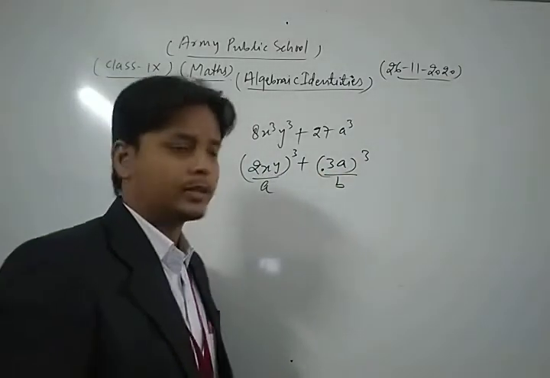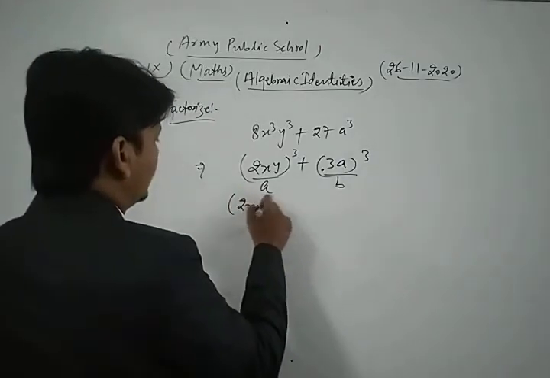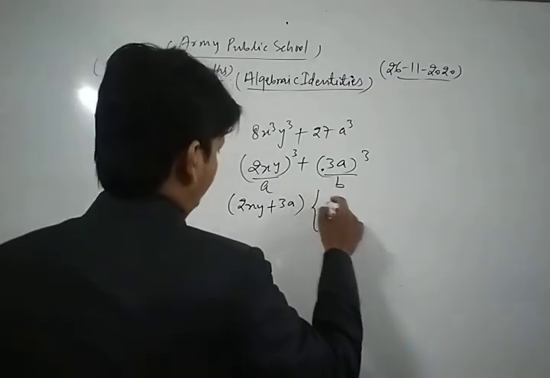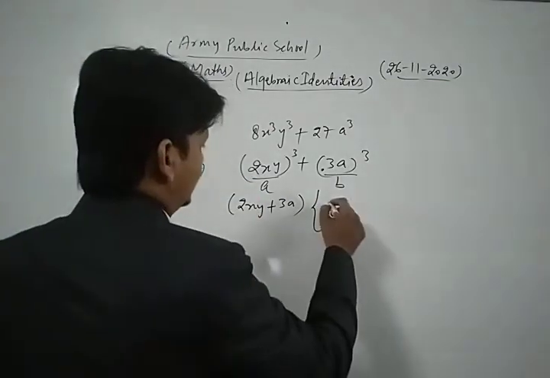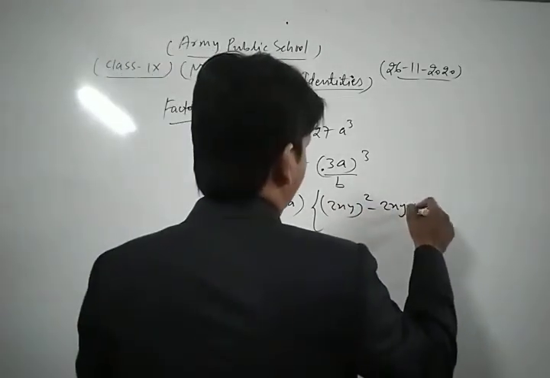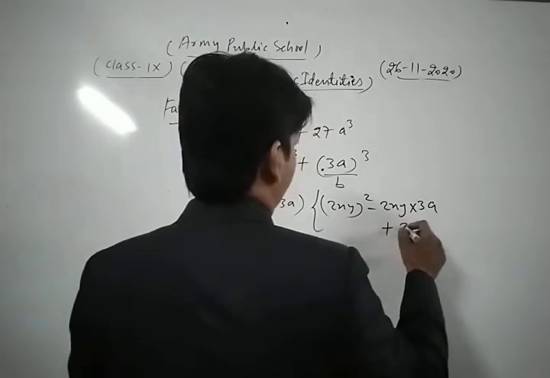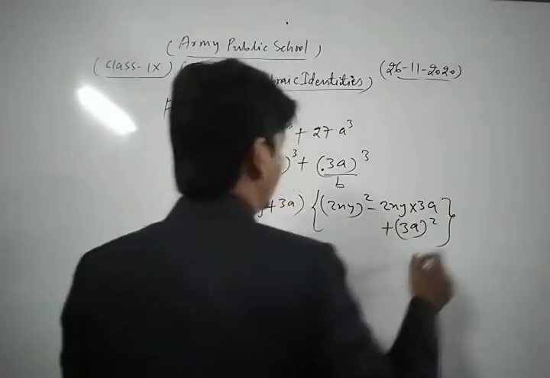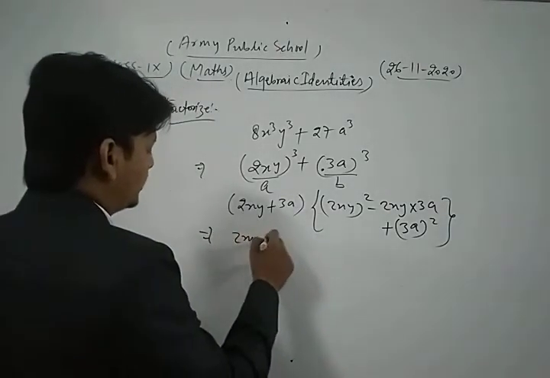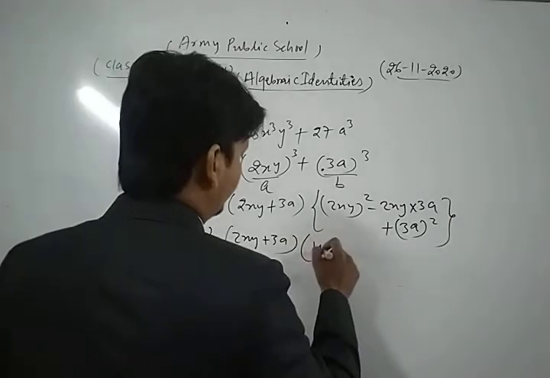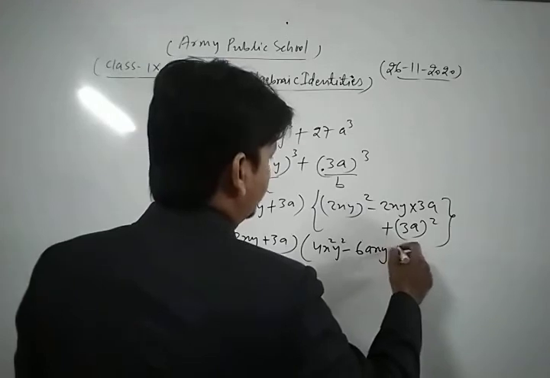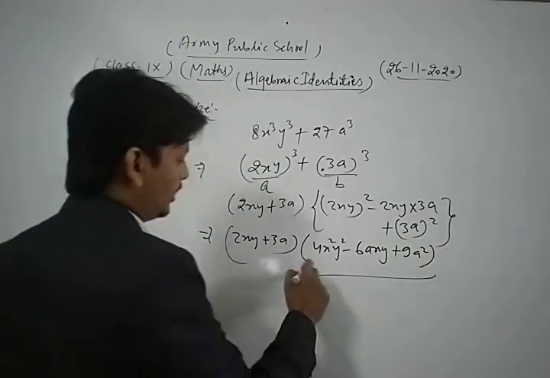So we write a plus b in one bracket, and in another bracket a square minus ab plus b square. That is 2xy minus ab, meaning 2xy into 3a, plus b square, meaning (3a) whole square. Now we simplify and get 2xy plus 3a in one bracket, and 4x square y square minus 6axy plus 9a square in the other. This is the required solution.